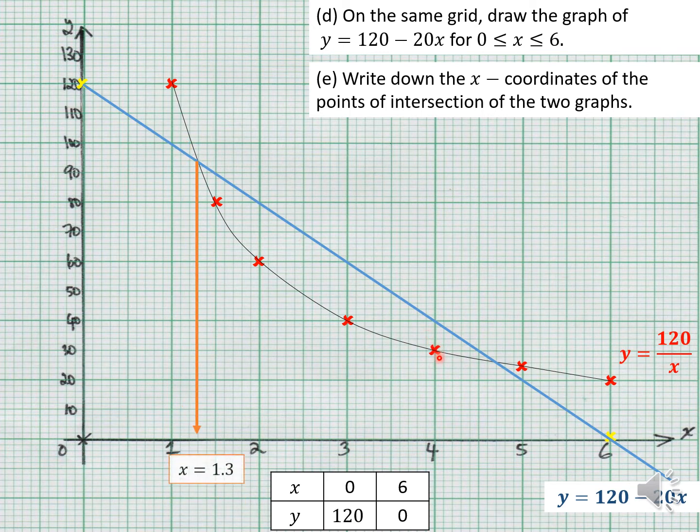So the first one will be more or less about x is about 1.3, in that region. You can go out by 1 decimal place. We normally take a little error there, 1.2 or 1.4. The next one, where they intersect again, is about x equals to 4.7. Again, in the region of 4.6 all the way to 4.8 will be acceptable.